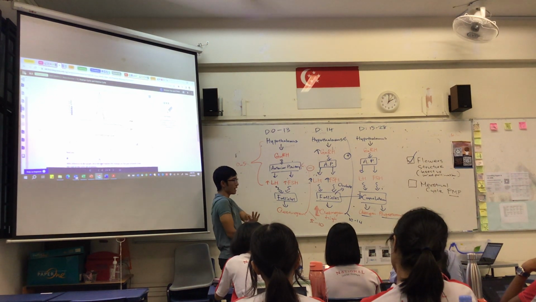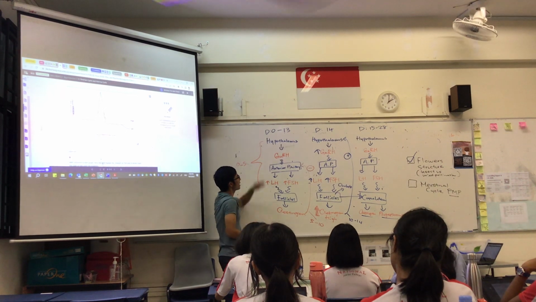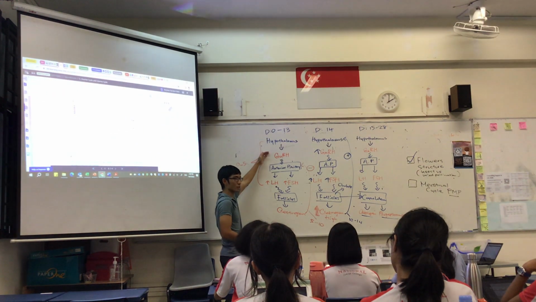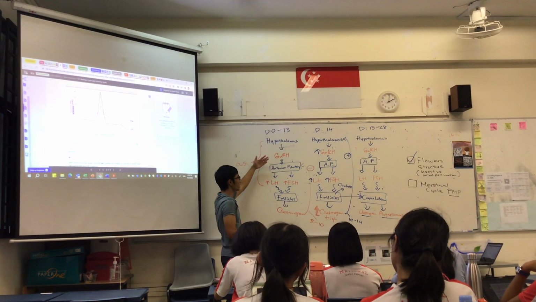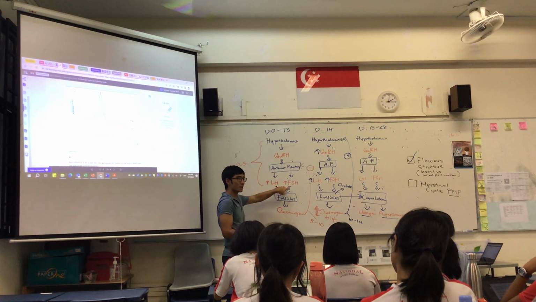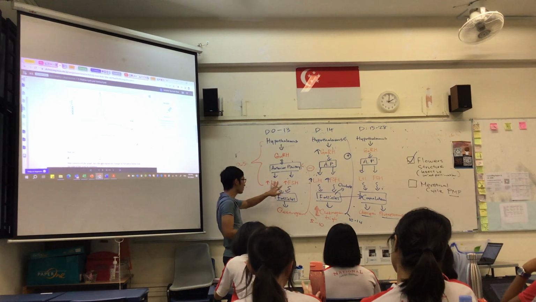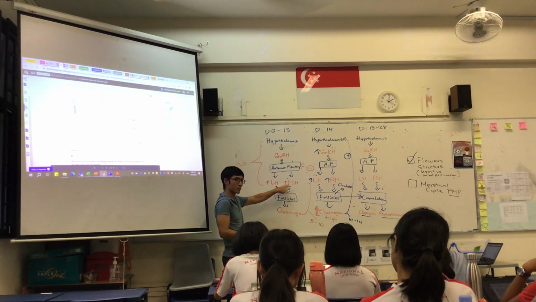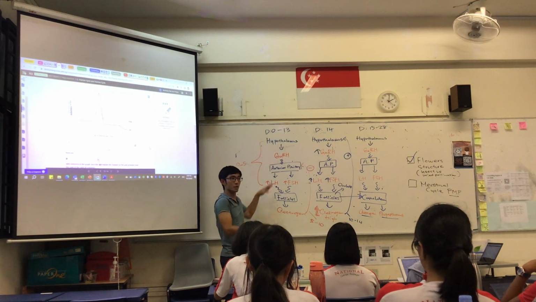You don't believe me, you go and read. Literally, the first sentence goes, hypothalamus produces GnRH. Second sentence, something along the lines of GnRH stimulates anterior pituitary gland to produce these two hormones. The third sentence goes something along the lines of these two hormones are responsible for stimulating the growth of the follicles. You see what I mean?